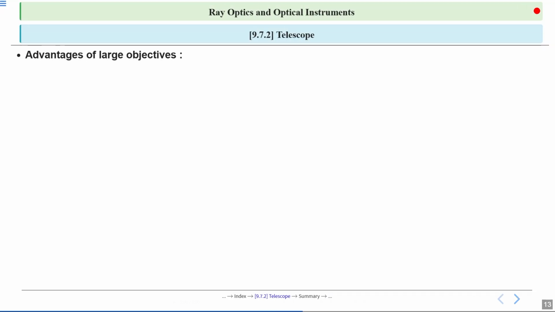Let's see the advantages of a large objective of a telescope. So let's start with the first advantage. A large objective allows us to observe fainter objects. This means telescopes with bigger lenses can capture more light, making it possible to see distant stars and galaxies that are not visible to the naked eye.